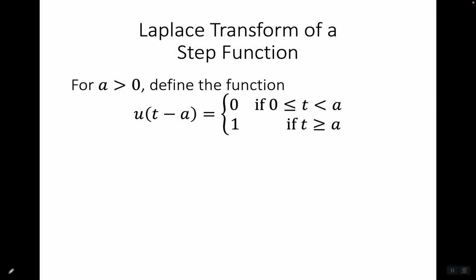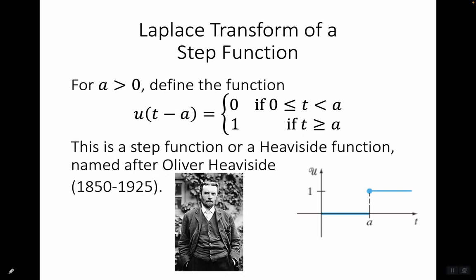For a greater than 0, define the function u(t - a) to be 0 if 0 is less than or equal to t is less than a, and 1 if t is greater than or equal to a. Here's what the graph of u looks like. So it's 0 until we get to a, and then at a, it jumps to 1. This is a step function or a Heaviside function named after Oliver Heaviside.